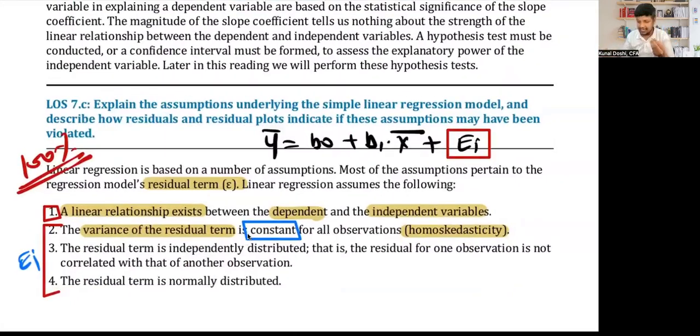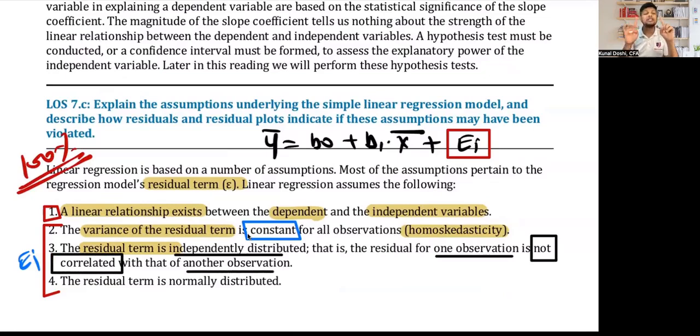That is called homoscedasticity. Then the residual term is independently distributed, which means the residual for one observation is not correlated with another observation. There should be no correlation between the errors of two stocks. Let's say stock one's unsystematic risk and stock two's unsystematic risk. There should be no correlation. For example, say there is a fraud which has happened in one company, and then there is a fraud in another company. Those frauds should not be connected. There should not be a correlation. Otherwise, it's a systematic risk.